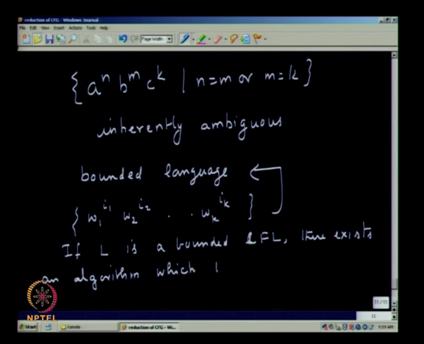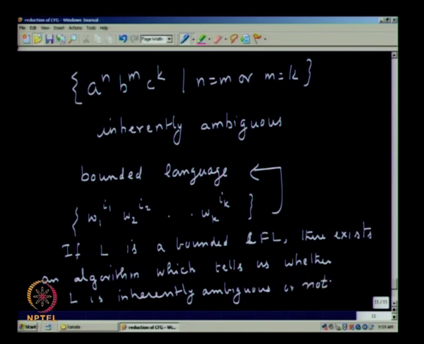which tells us whether L is inherently ambiguous or not. But we will not go into the details of the algorithm, it involves some other definitions, some other concepts, and so on. So, this is a result which we will take for granted.